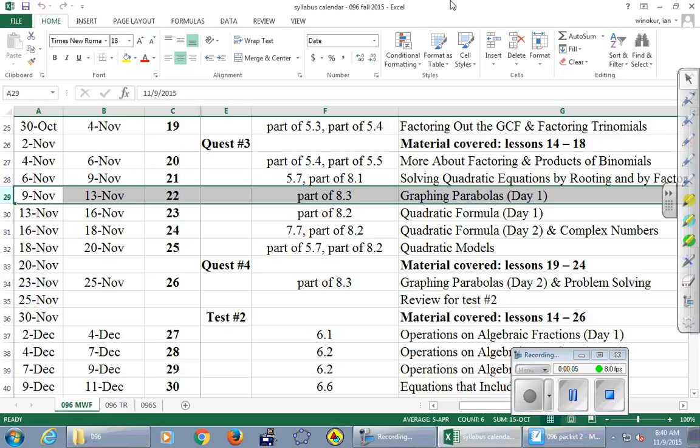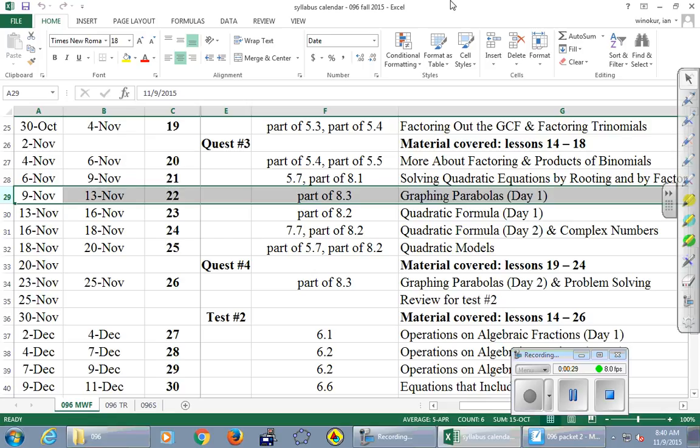Today we are covering lesson 22, which is day 1 of graphing parabolas. You will notice that coming up in a few classes is day 2 of graphing parabolas, but it's not next class. It's a little ways away. So we are kind of in the middle of our new theme about quadratics and parabolas. Lots of stuff about quadratics and parabolas in the coming classes.